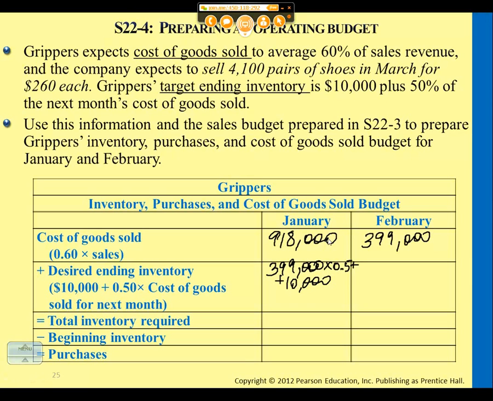I'm not sure if you understand anything that I've written right now, but this is 29,500. What about February? Use the information at the top of March. So you multiply your price by the number of shoes you're planning to sell, and then multiply that by 0.5, and then add 10,000. How much did you get? 129,500.